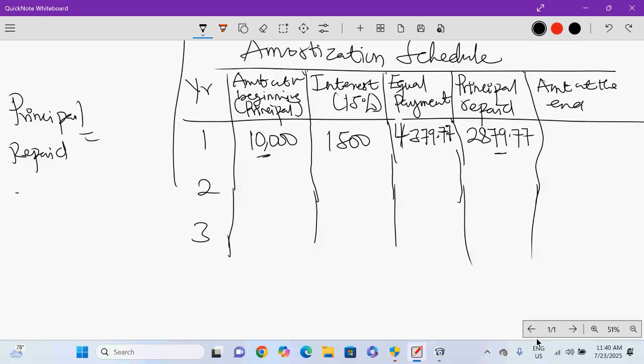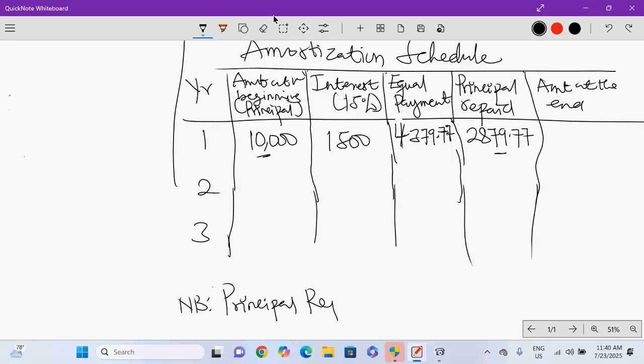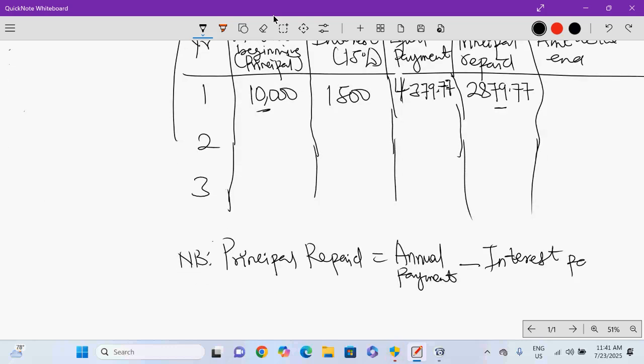The principal repeat is equal to the annual payment minus the interest paid.